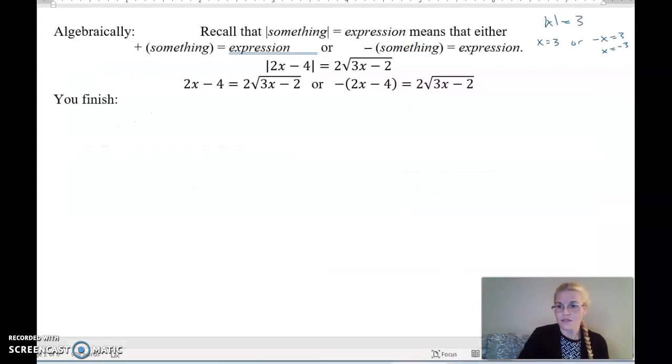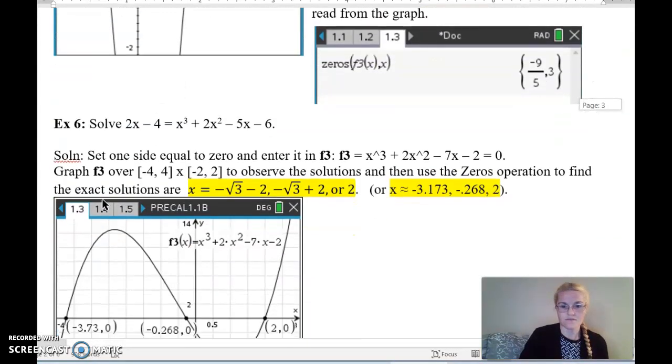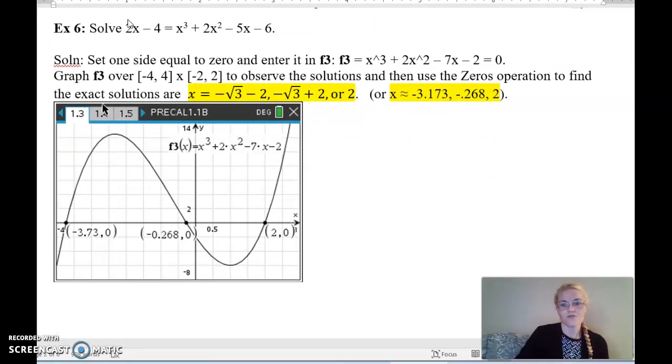So let me toggle back over to our blank version. Similarly, if we look over here, solve 2x minus 4 equals x cubed plus 2x squared minus 5x minus 6. So again, I don't really want to try to factor that algebraically. I'm totally fine saying minus 2x plus 4 on both sides gives me 0 is equal to x cubed plus 2x squared minus 7x minus 2, right? And so again, let that equal a function and graph it.